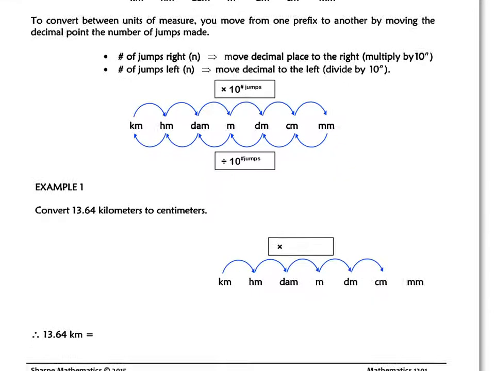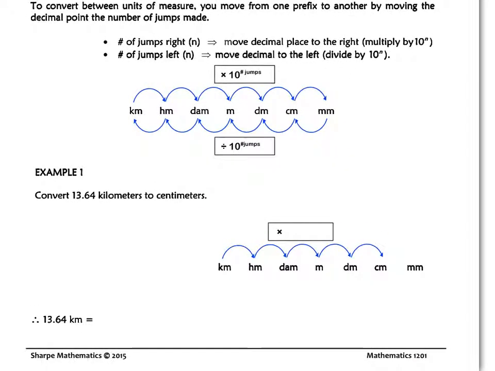The first example asks you to convert 13.64 kilometers to centimeters. You're at the kilometer spot and you would be jumping 1, 2, 3, 4, 5 jumps to the right. When you're moving to the right, you multiply by 10 to the number of jumps. So in this case, it would be 10 to the power of 5, which means there's 1 and 5 zeros. The number of jumps tells you the number of zeros.